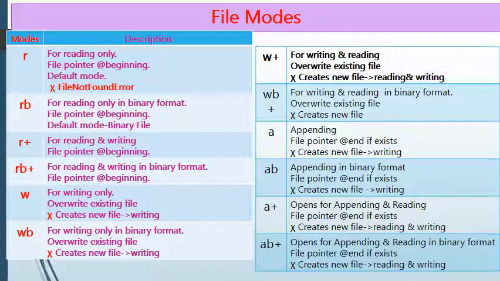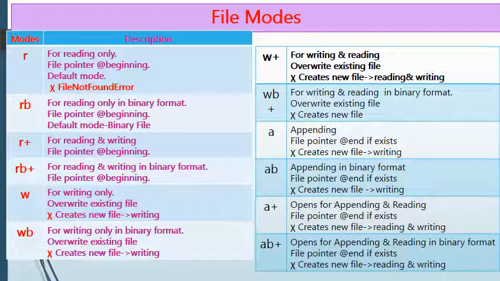The next one is A. That means append mode. Now the file pointer is going to point to the end of the file. It will not erase the previous content of your file. If the file does not exist, it creates a new file in writing mode. Suppose you are going to use AB, it is the appending mode in binary format. The file pointer will be pointing at the end of your file. If such a file does not exist, it will create a new one and it will be opened in writing mode.